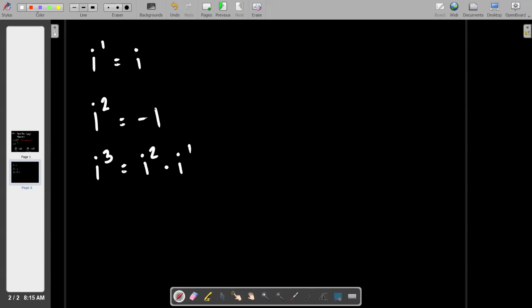Well, do we have a value for this red thing? What is it? It's -1. We just learned that. And do we have a value for this yellow thing? It's i, right? And what's -1 times i? -i. So we now know that if we take i and raise it to the third power, we get -i.